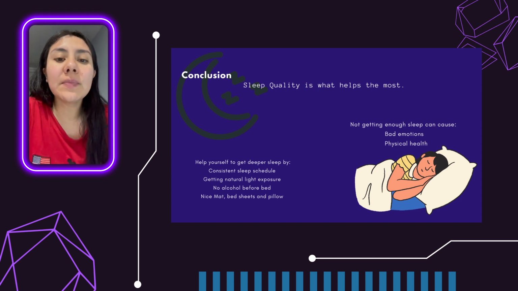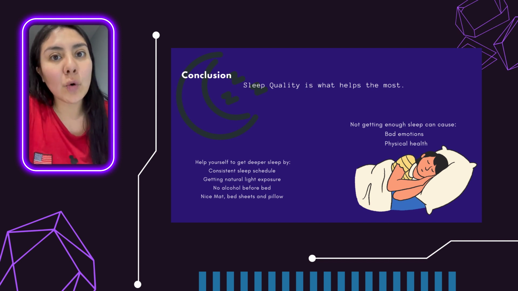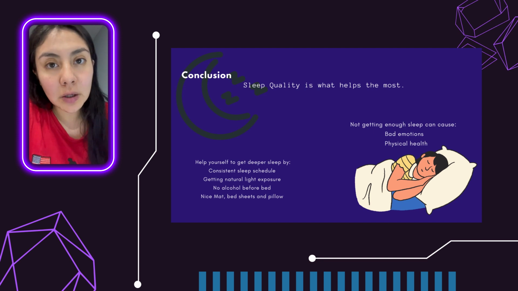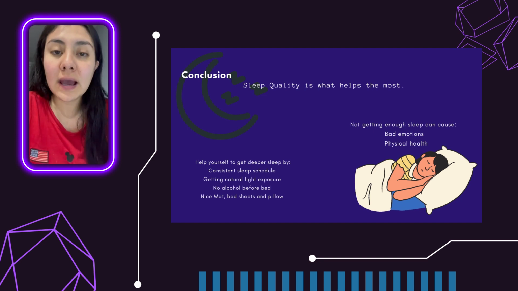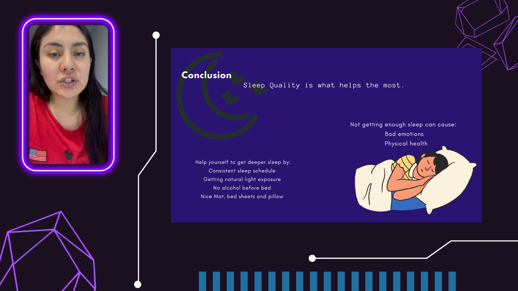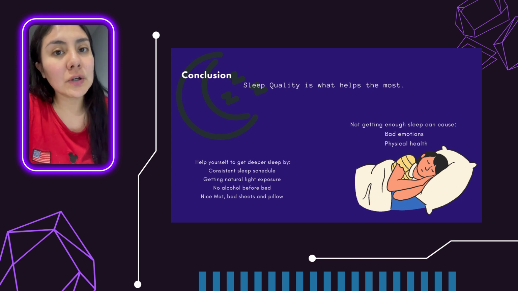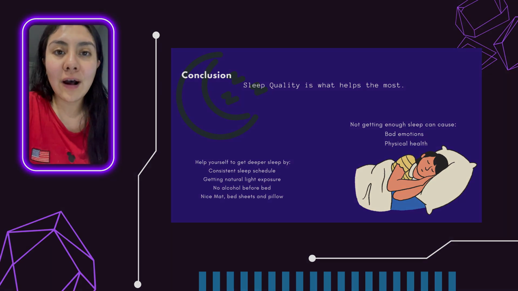Something else that will help you is having a nice mattress, comfortable sheets, and a really good pillow. All of these factors will help you to get better sleep, which is so important for your health. So just remember to pay a lot of attention to that. That way you can have a healthier life.